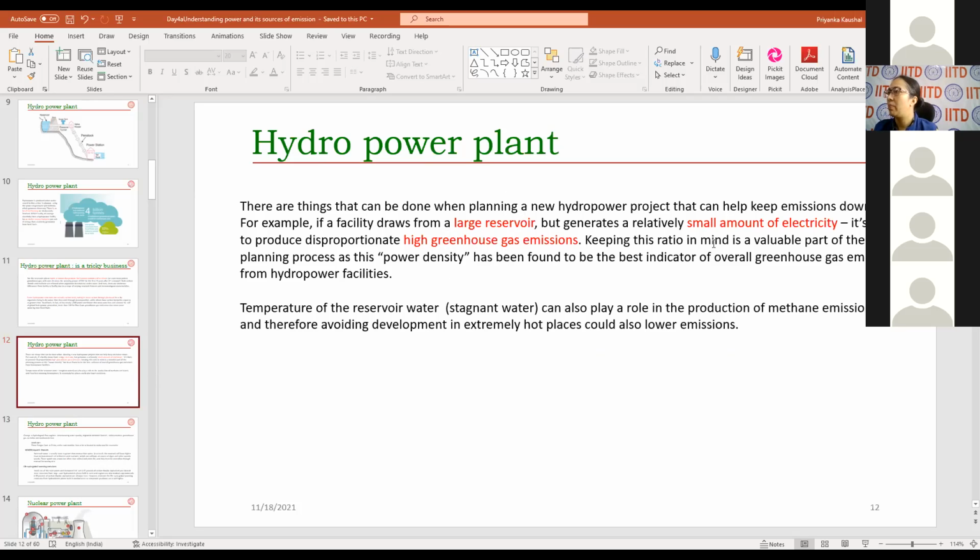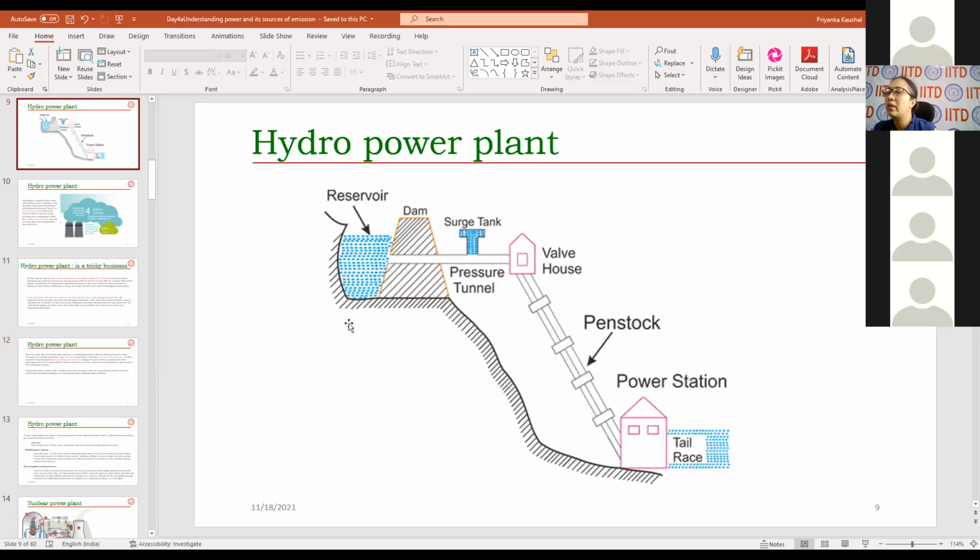So keeping this ratio in mind, it is a valuable part of the planning process, as power density, which we will discuss later, has been found to be the best indicator of overall GHG emissions for a hydropower facility. So how much power it will generate. The dam has its certain nature. It will generate that much amount of GHG, less or more, whatever the amount is.